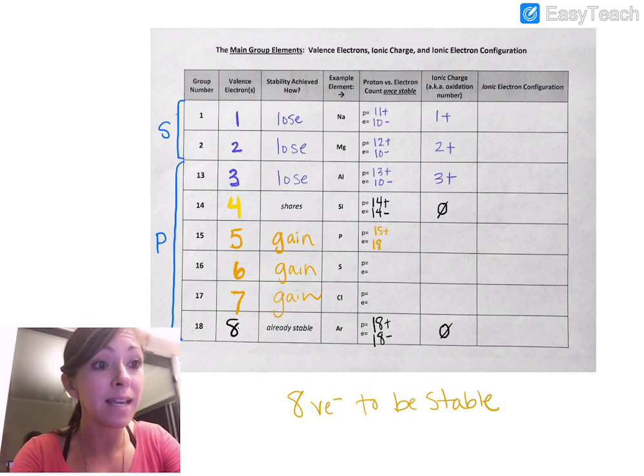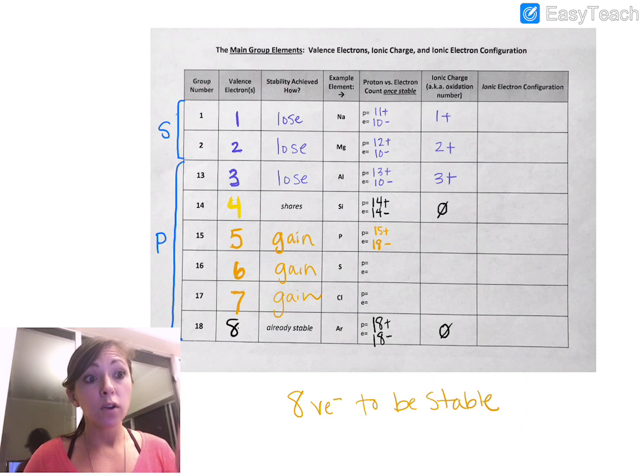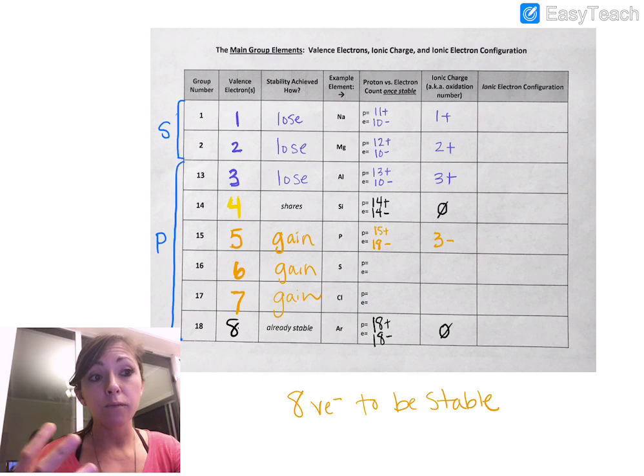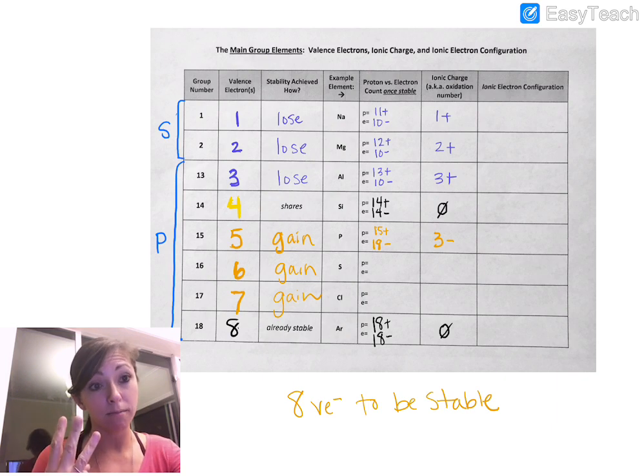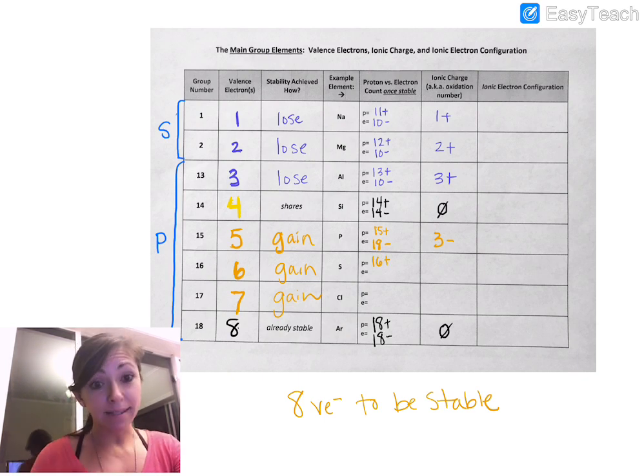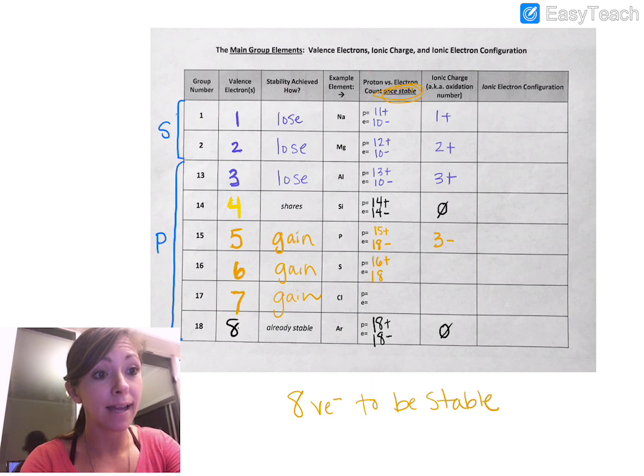So it now has 18 negative charges. So now what we're seeing is an excess number of electrons. So the 15 positive charges are canceled out by 15 of the negative charges, but now there's 3 extra negative charges, because it gains 3 valence electrons. For sulfur, it's got 16 protons. It has 16 electrons, but once it becomes stable, all right, it gains 2 to have 8. So now it's got 18 negative charges. So it's got a surplus of 2 negative charges.